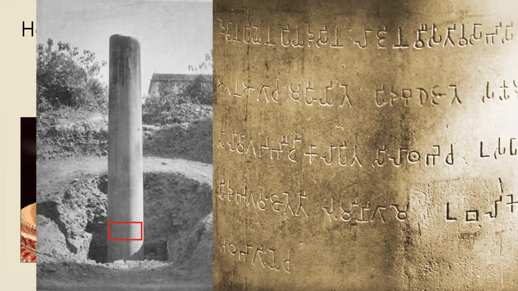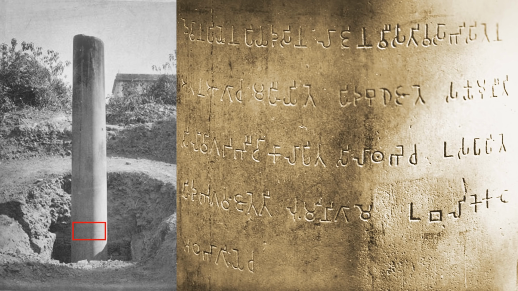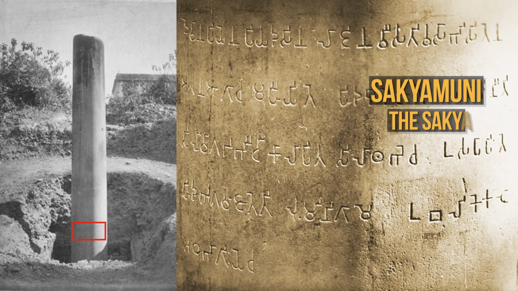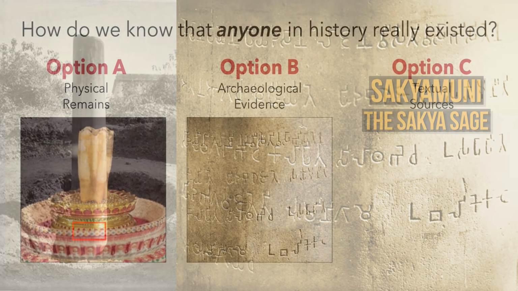He is known for having erected several pillars with various edicts using the ancient Brahmi script. Well, the pillar shown here contains the word Sakya Muni, which means the Shakya sage, and it is the earliest known reference to the Buddha. But again, this inscription dates to around 200 years after the Buddha's death. So although that's pretty good in terms of archaeological evidence, this one inscription alone isn't enough to settle the question.